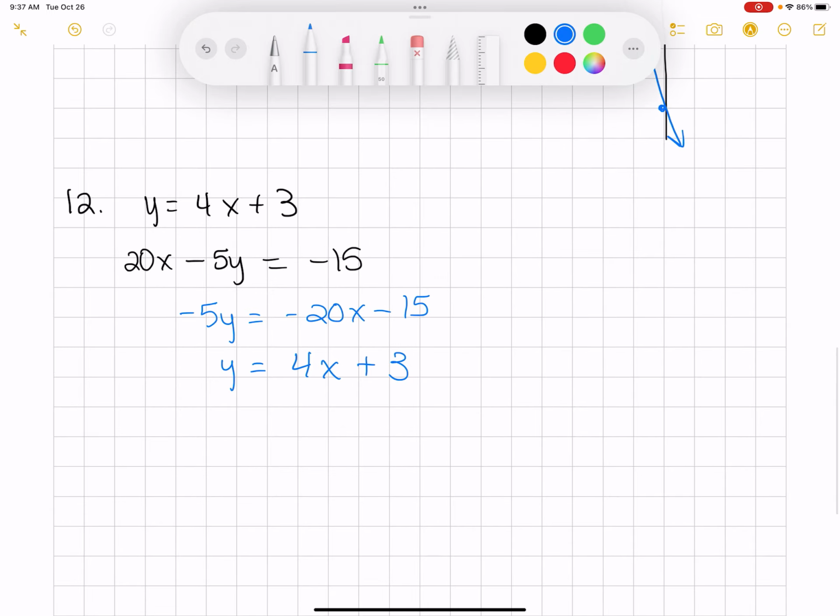What do you notice about that? It's the same line, so what does that mean? How many solutions do I have? One. I mean, many. Infinite. Many solutions. Infinitely many solutions.